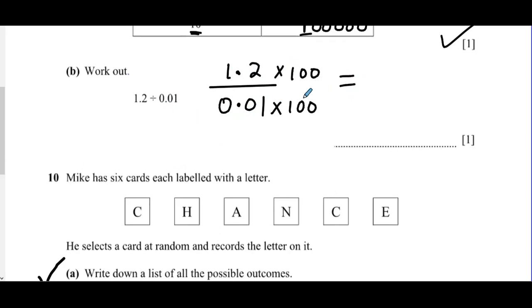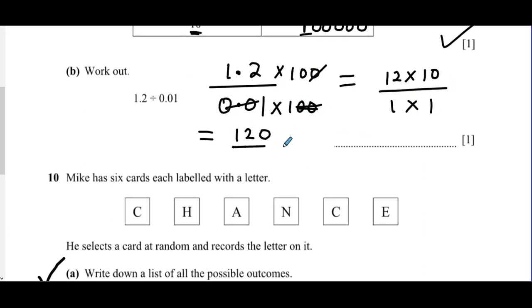And this will give you 1.2 times 100. You have 1 decimal place here. 1 decimal place will cancel this 1 zero. And then you're going to have 12 times 10 over. Here you have 2 decimal places. Now these 2 decimal places will cancel all these 2 zeros. And then you're going to have 1 times 1. And this will be equal to 12 times 10 is 120, divided by 1 times 1, that is 1. 120 divided by 1, the answer will be 120. And when you do that, you get your 1 mark.